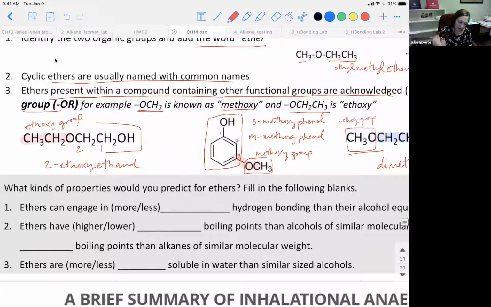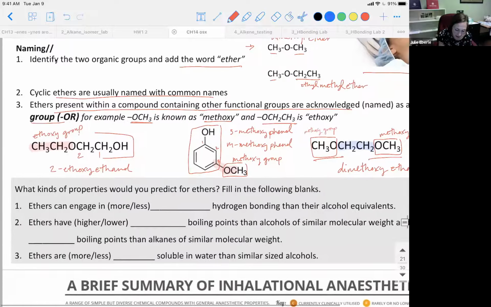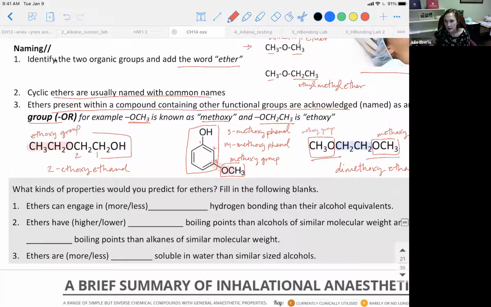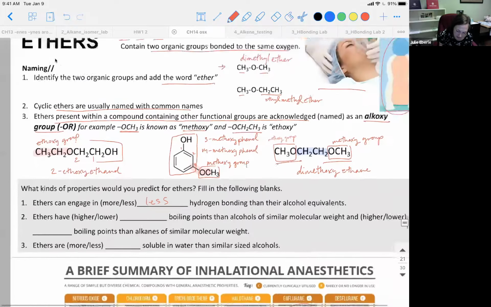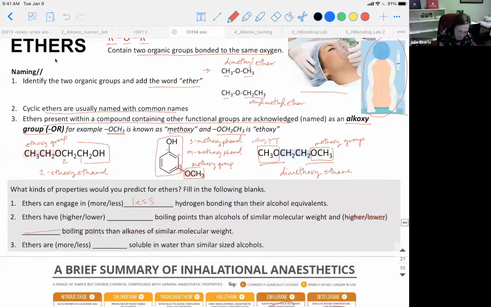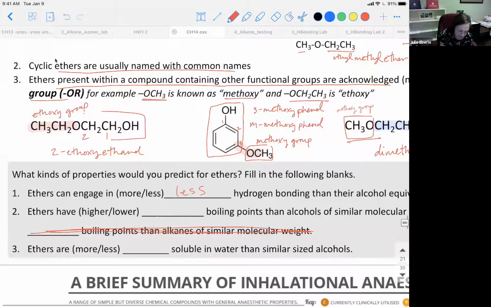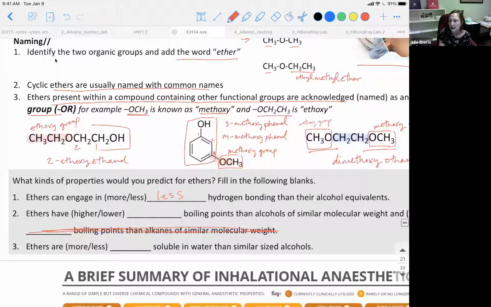Properties for ethers, real quick. I'm gonna fly through these and you can go back and really study them, but we really need to move on. Ethers can engage in more or less hydrogen bonding than their alcohol equivalents. Remember, we said ethers cannot hydrogen bond with themselves, but alcohols can, so ethers have less hydrogen bonding. Alcohols can engage in more hydrogen bonding. I accidentally repeated all this. Maybe one was supposed to be boiling point and melting point, so mark out that second half. Ethers have higher or lower boiling points than alcohols of similar molecular weight.